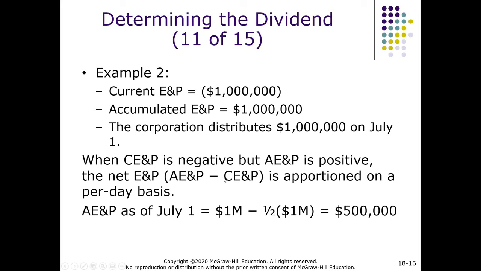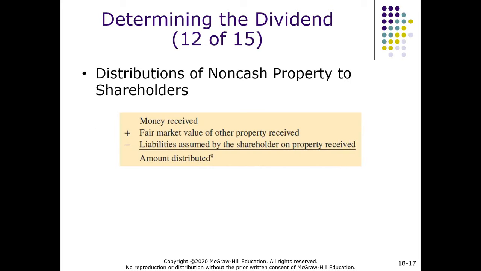Example number two, current E&P is negative. Accumulated E&P is positive. What happens? So again, it's going to be portioned on a per day basis. So AEMP as of July 1st, 1 million divided by, minus one half of the $1 million that I had in the AEMP. That means it's going to be $500,000. So what will end up happening is $500,000 of it is going to be seen as a dividend, and the other $500,000 is going to be a return of capital, or potentially could be a capital gain depending on how much they paid for the stock.